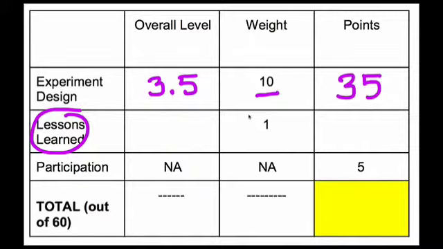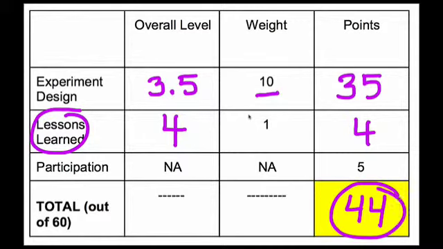So you'll get a number from 0 to 8. And let's say your present level of learning, your present ability to do lessons learned is level 4. So 4 times 1 is 4. And then I simply add up the points. So 35 plus 9 is 44. And that's the number of points that go in the gradebook.